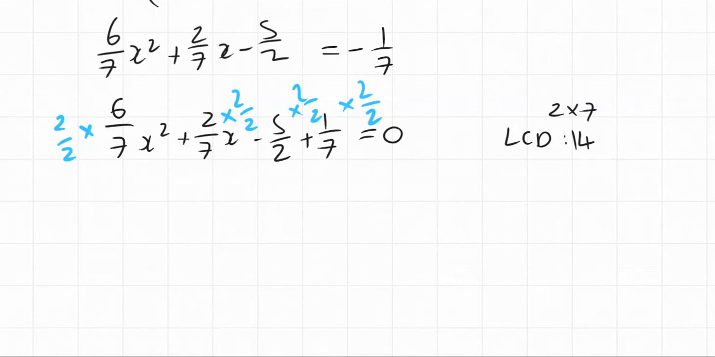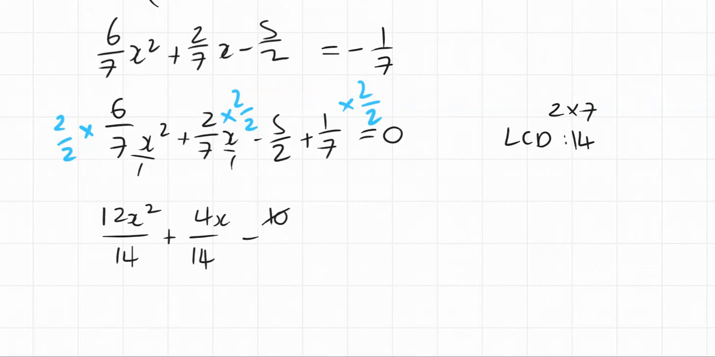So it's 12x squared over 14, so 6 times 2 is 12, x squared goes to the top over 14, plus 2 times 2 is 4 over 14, x goes to the top, because it's x over 1. 5 times 2 is 10. But, no, let's do it. This was times 4, this was times 7, because we need to make 14. Okay, this one's times 7, we need to make 14.